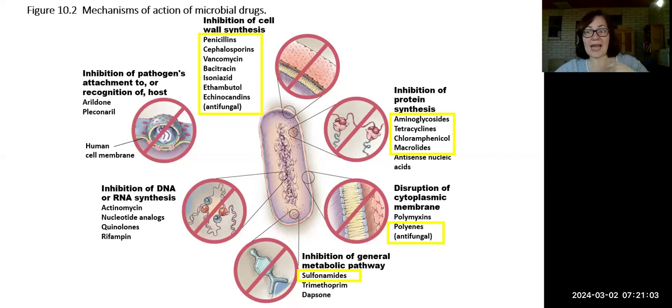We humans also need folic acid, but we don't make it ourselves. We actually get it in our diets. That's how we get it. And so the sulfonamide doesn't impact us. Okay. And there may be some that inhibit DNA or RNA synthesis. I am going to mention a couple of these later in the lecture. And inhibition of attachment to recognition of the host. But the ones with yellow boxes around them, those are the ones that you're going to hear about the most, and you as an RN would be administering these drugs.